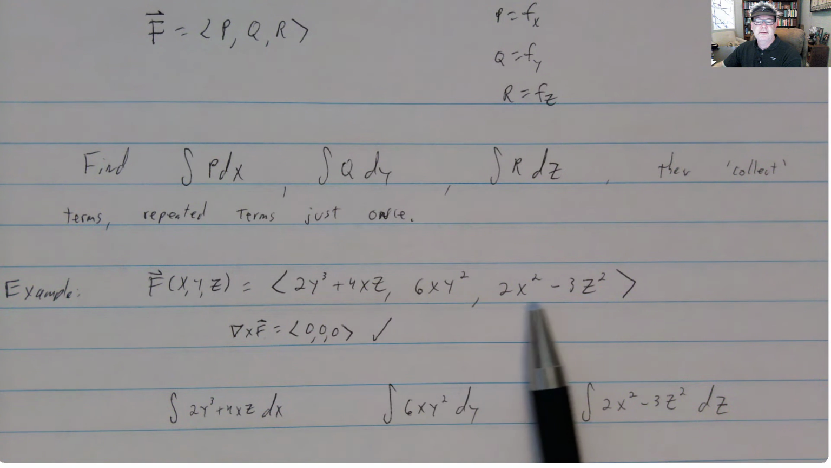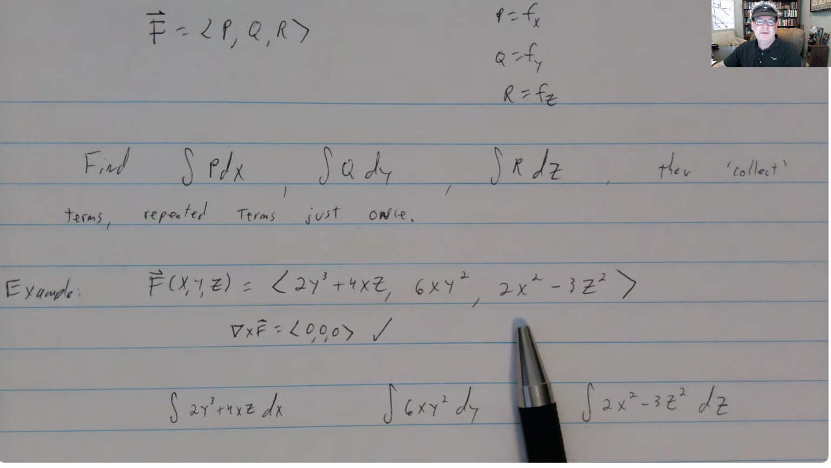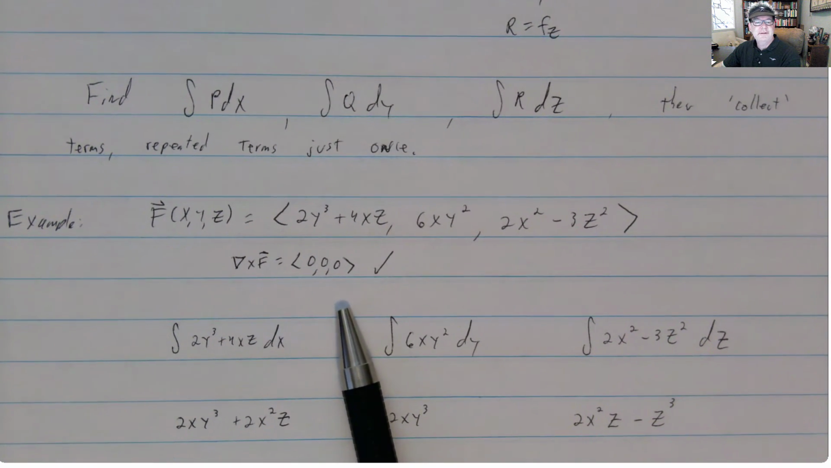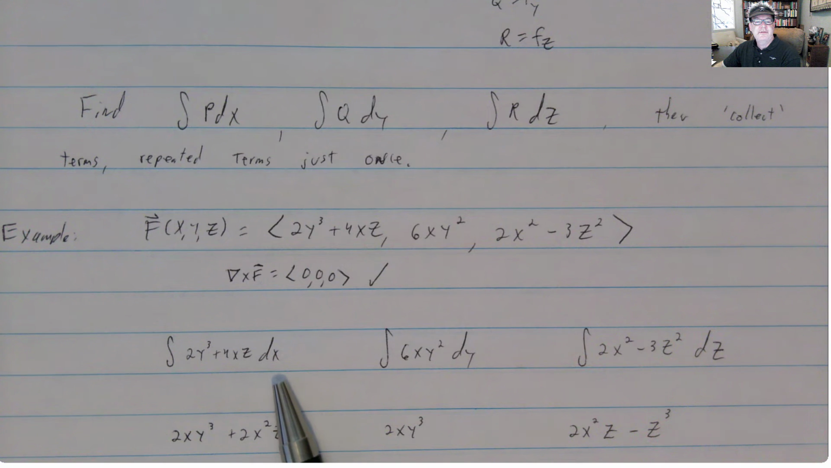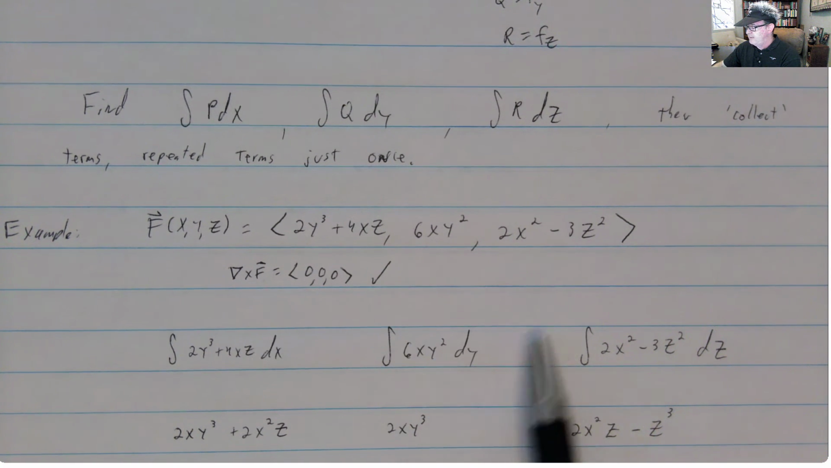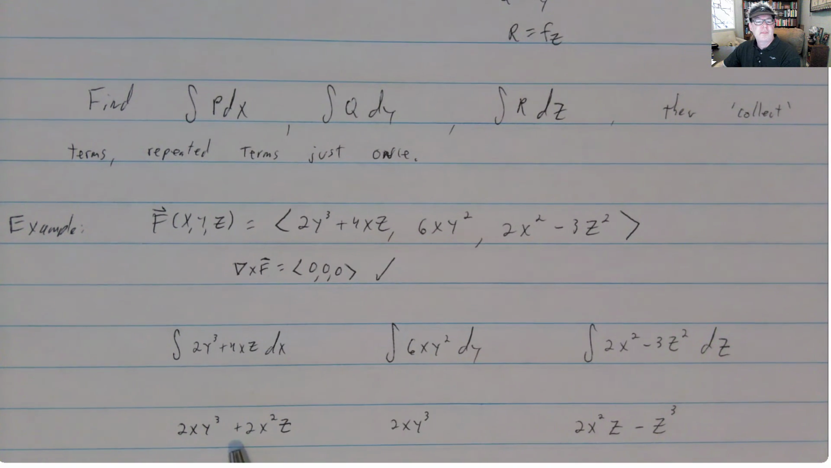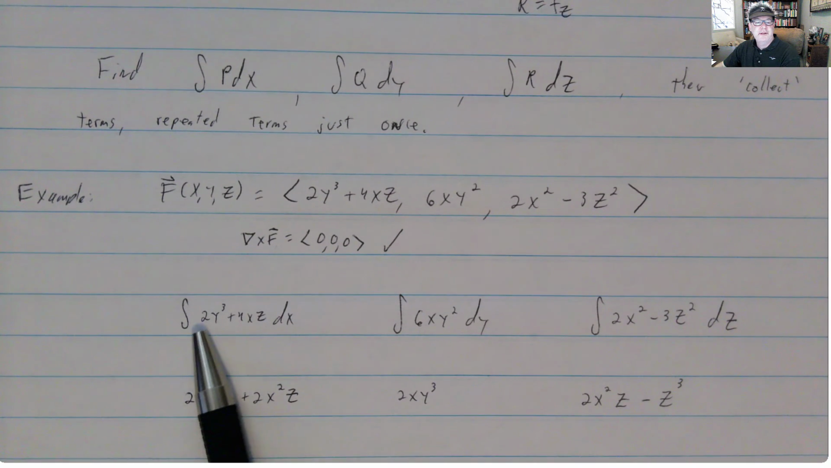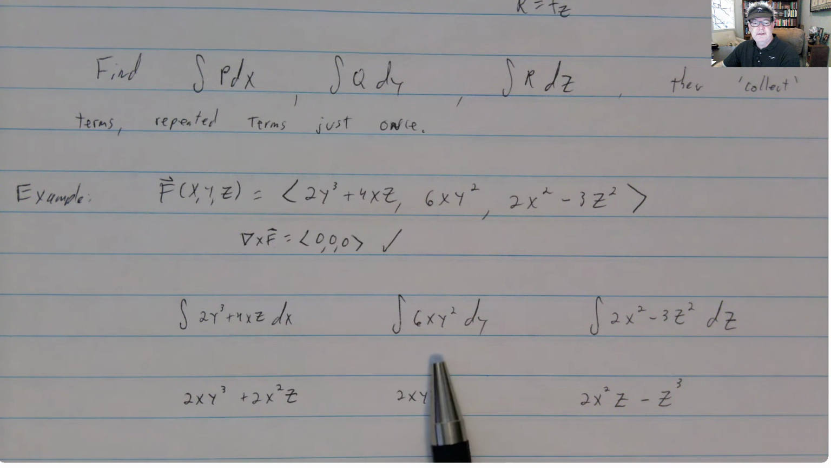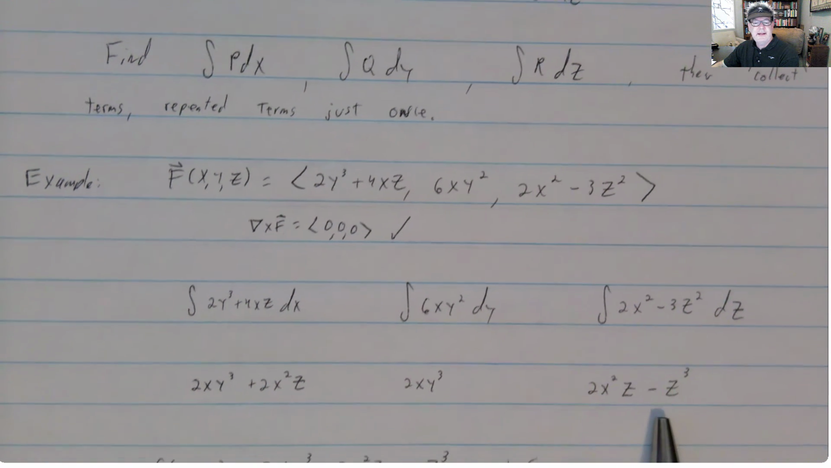So here's a medium example. I'm not going to test the curl, but it is the 0 vector. So if I anti-differentiate p dx and q dy and r dz, won't be too hard to do. We'll get 2xy cubed plus 2x squared z. This will be y cubed over 3 times the 6x, so it'll be 2xy cubed. This will be times z, and z cubed over 3, so we get that.